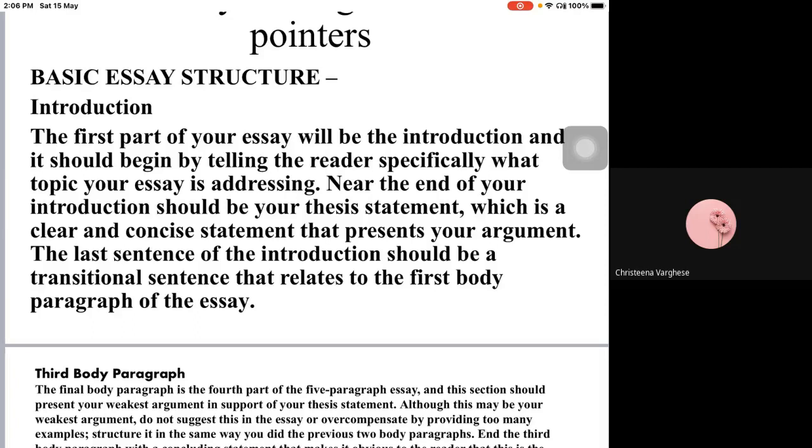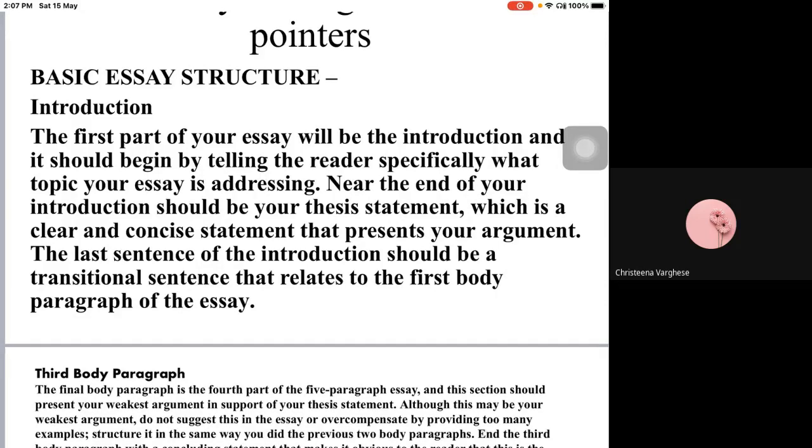So once the introduction is over and you have established what the essay is about and the points that you're going to make, you make a transition and go into the first body paragraph. Now, the second part of the essay should be the first body paragraph, and it should present the strongest point that proves your thesis statement.